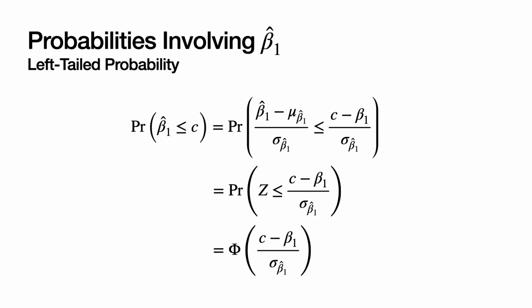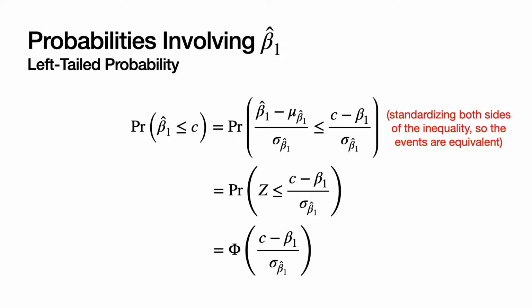So let's look first at the process for calculating left-tailed probabilities. And so we want the probability that beta 1 hat is less than or equal to some constant C. Now this first step follows by standardizing both sides of the inequality inside the parentheses. If we do that, then the two events are equivalent, and because the events are equivalent, they have the same probability.